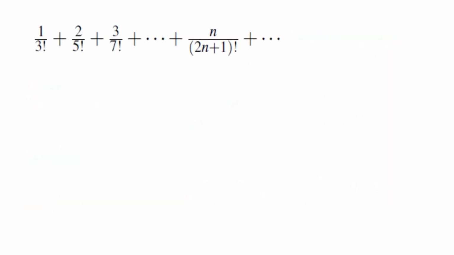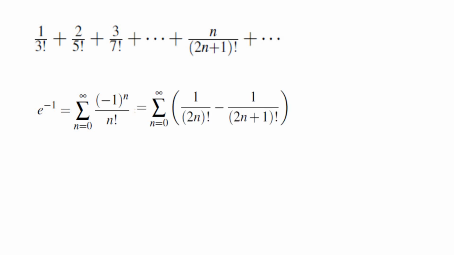Now, let's go back and look at the second sum. The second sum was 1 over 3 factorial plus 2 over 5 factorial, etc. The general term of this sum is n over (2n plus 1) factorial. Let's look at the second series that we had, e to the power of -1, and let's try to combine the consecutive terms of this sum.